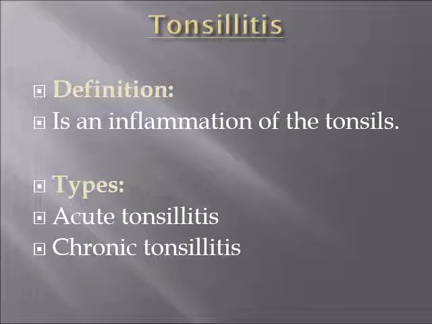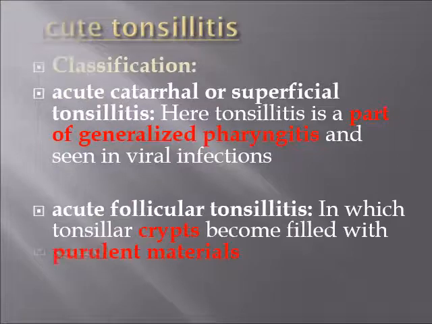Starting with tonsillitis, for a definition, it's an inflammation of the tonsils, and it falls into one of the main types, maybe acute tonsillitis or chronic tonsillitis. For acute tonsillitis, it might be acute catarrh, or we can call it in another word the superficial tonsillitis. Here, the tonsil is inflamed as a part of the generalized pharyngitis, and it's seen in viral infection.